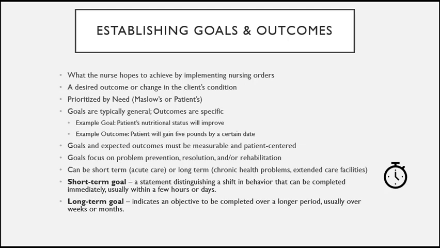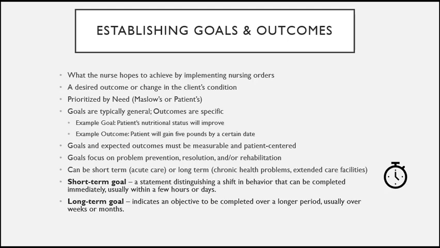So an example of a goal, if you want to understand the difference, a goal might be patient's nutritional status will improve. It's very broad. What does that mean exactly? An outcome might be patient will gain 5 pounds by a certain date. And that's why I said in nursing school, you're typically writing specific outcomes versus more broader goals. A goal might be that patient's pain level is improved, but an outcome would be patient's pain level remains below 2. It's a little more specific.